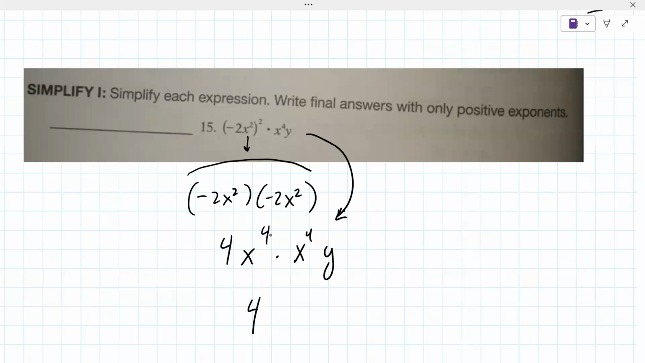So 4x to the eighth power y. You got it. There's the final answer: 4x to the eighth power y. Let me know when you get all that down. We'll move on to 16.